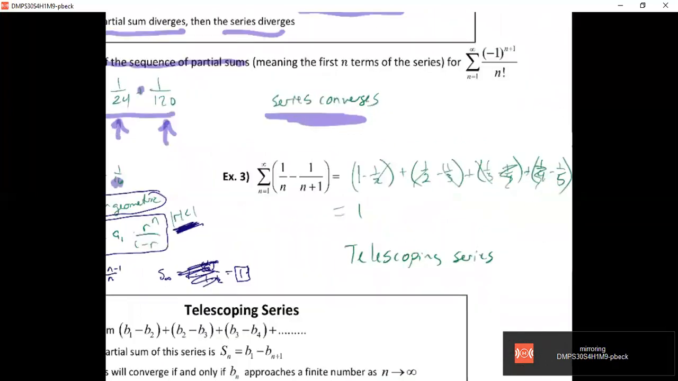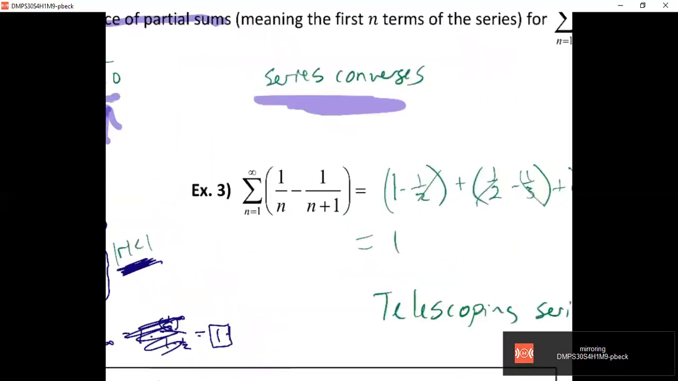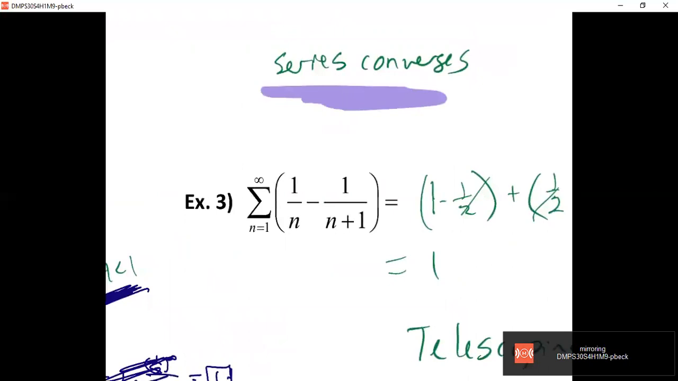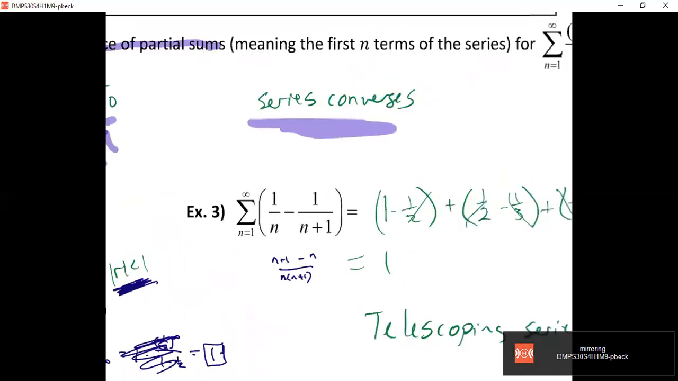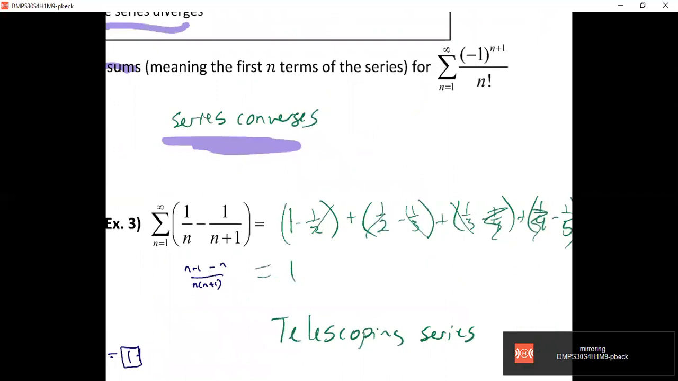So then we have a situation like this, where once again, when I'm trying to figure out what this limit is, one of the things I could do is combine these algebraically. So I could write this as n plus 1 minus n over n times n plus 1, and we could work with it in that case. But what I like about this situation is it shows what we call a telescoping series.